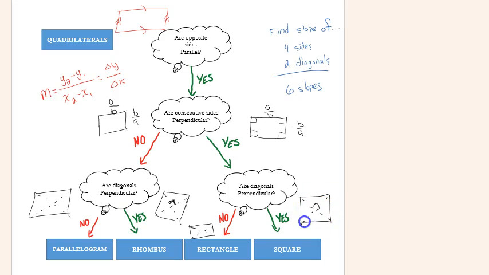Those are perpendicular lines, and those are perpendicular sides. Perpendicular sides, but not perpendicular diagonals. Only perpendicular diagonals, no perpendicular things at all. That's a parallelogram.